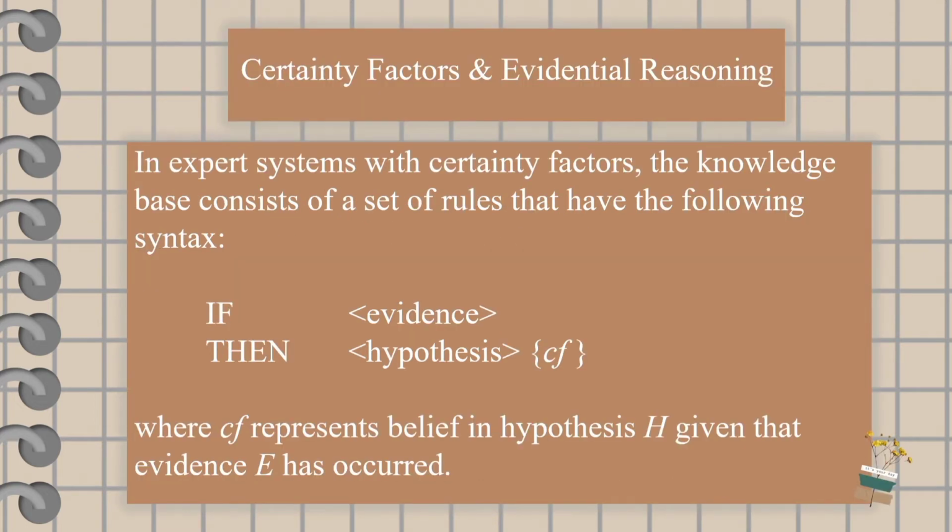So the certainty factors and evidential reasoning. In expert systems with certainty factors, the knowledge base consists of set of rules that have the following syntax. If evidence, then hypothesis with certainty factors, where certainty factors represents belief in hypothesis given that evidence has occurred. So if evidence has occurred, then certainty factor represents belief in hypothesis.